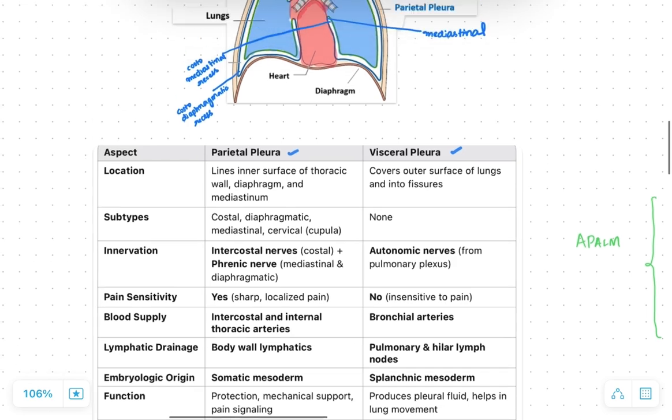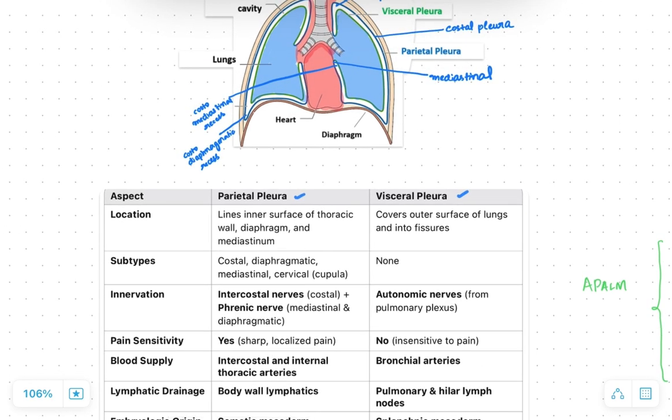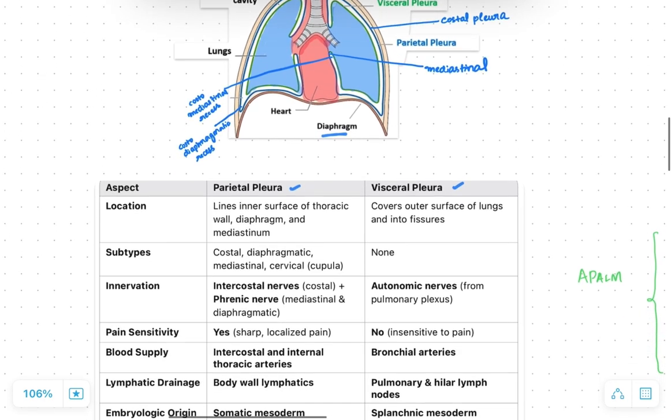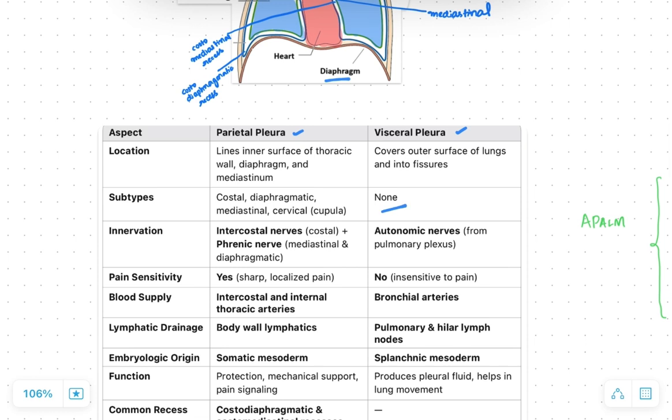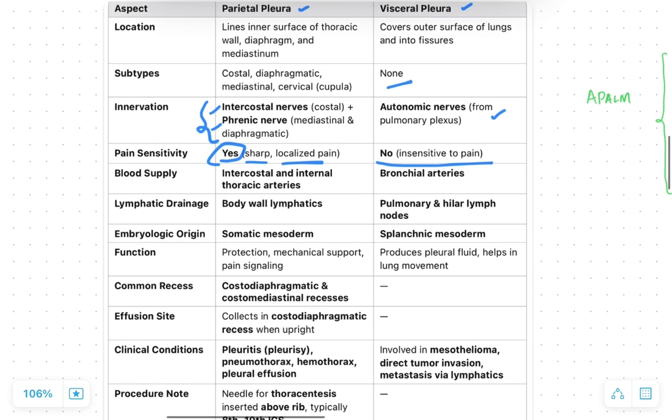The subtypes of parietal pleura are: costal pleura, which lines the ribs; diaphragmatic pleura, which lines the diaphragm; mediastinal pleura, along the heart; and cervical pleura, that is the cupula. Visceral pleura has no subtypes. Parietal pleura is innervated by the intercostal and phrenic nerves, and visceral pleura receives innervation from the autonomic plexus. Since the parietal pleura is innervated by the intercostal and phrenic nerves, pain sensitivity is very high, so the patient can localize the pain and it is very sharp. Visceral pleura is not sensitive to pain.